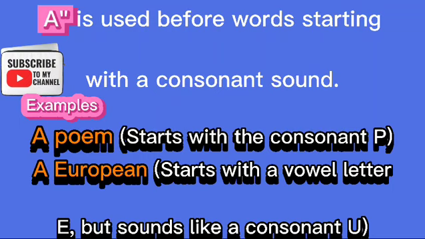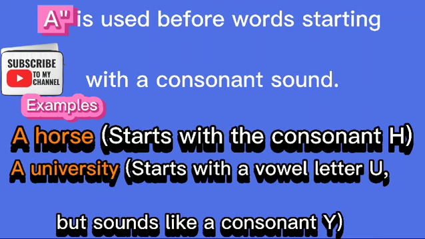A European starts with a vowel letter E but sounds like a consonant U. A horse starts with the consonant H. A university starts with a vowel letter U but sounds like a consonant Y.